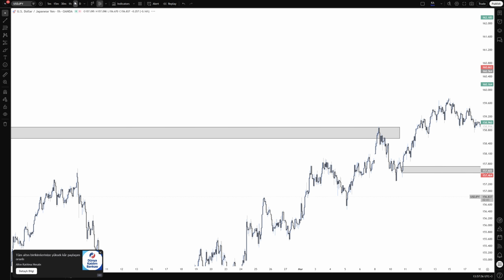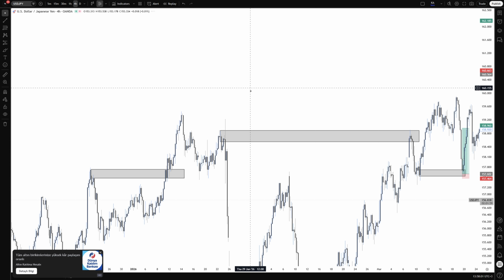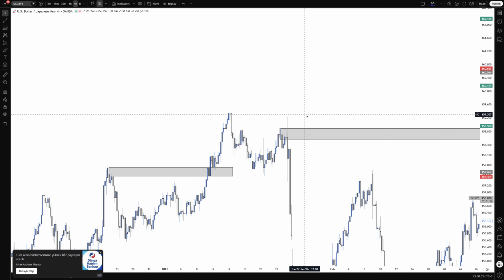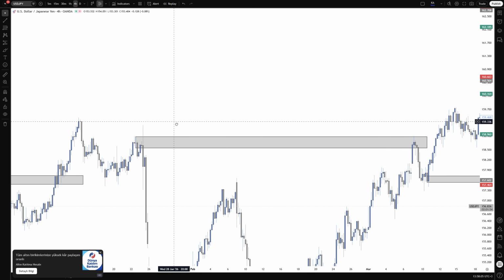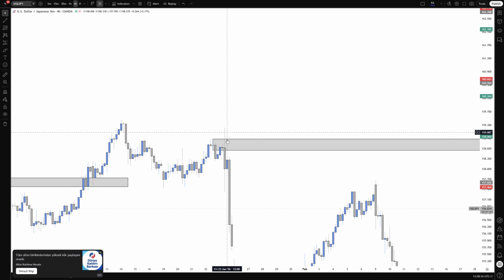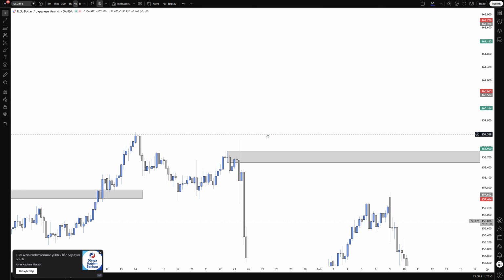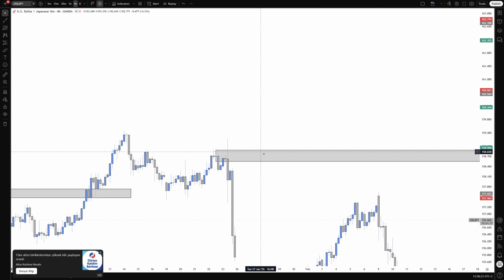Another one right here. Let's see. When I said the zone needs to be untouched or unbroken before, for example, this wick is broken above our zone. So I would say yes, it could be a red flag, but this could also be a fast liquidity grab and then it went down.